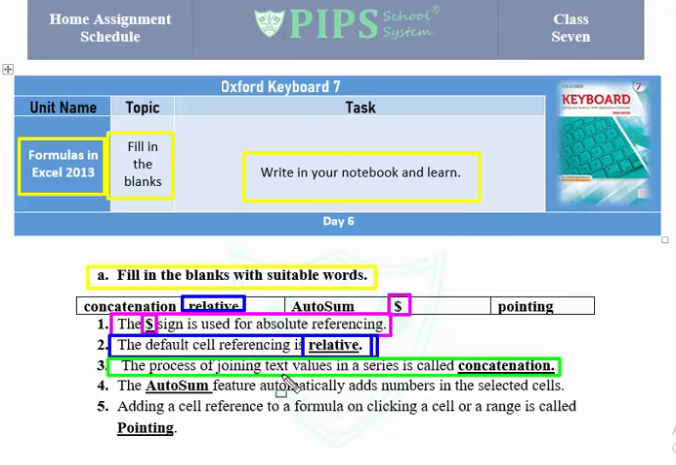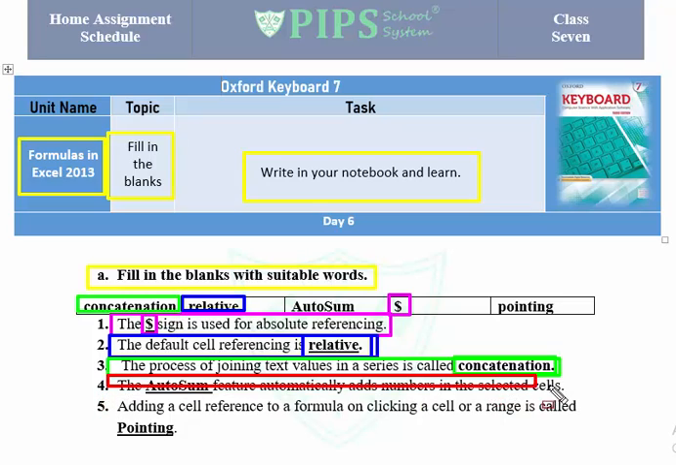The process of joining text values in a series is called concatenation. Concatenation is a process of interconnected things. The series that are interconnected, the different things that are interconnected, we call that series concatenation.